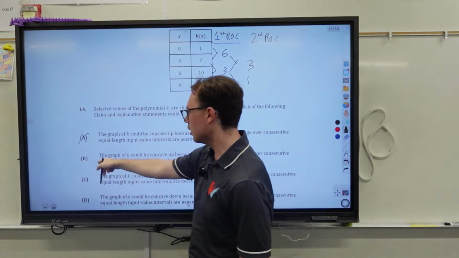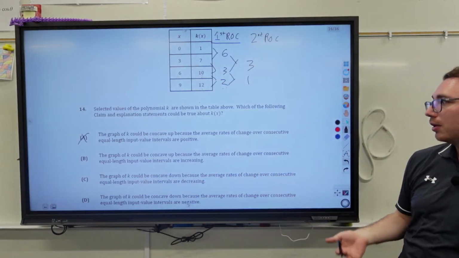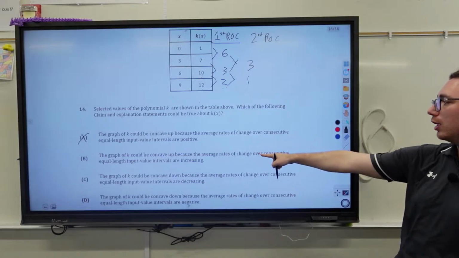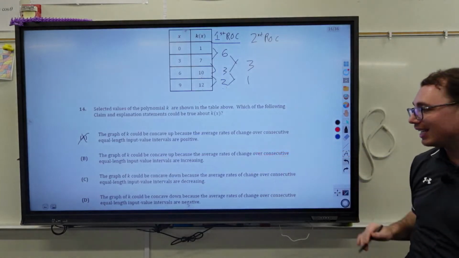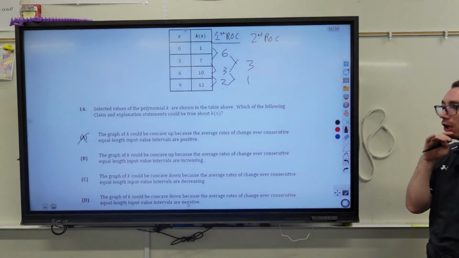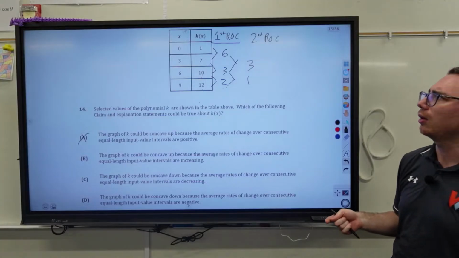Let's try and rationalize B. The graph of k could be concave up because the average rate of change over consecutive equal length intervals here is increasing. Okay, I like that terminology there. So let's try and figure out if this is concave up or concave down real quick.